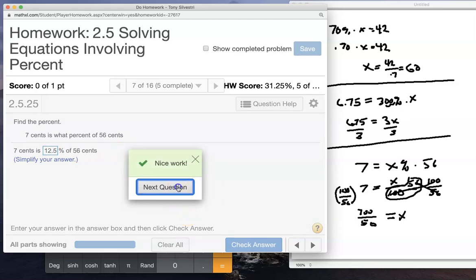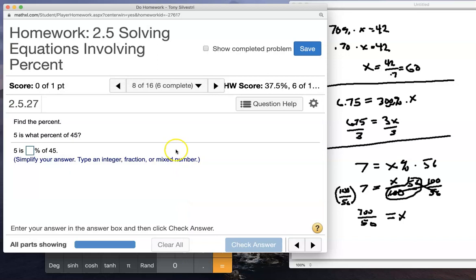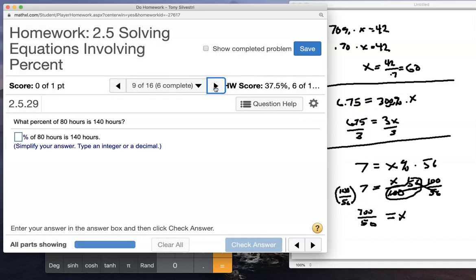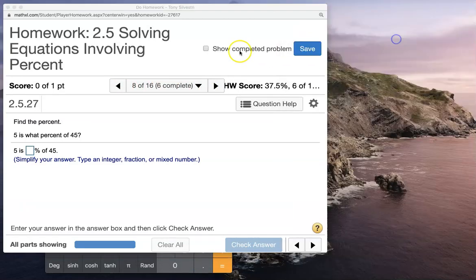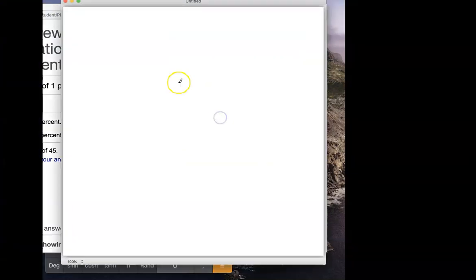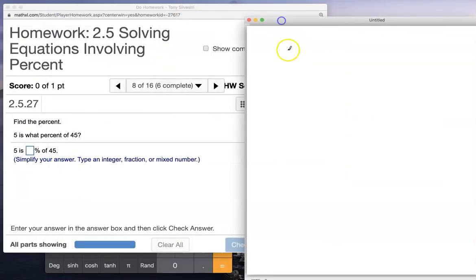Let's take a look at number 8 and we'll be halfway done. 5 is what percent? Okay, this is like this problem here. Let me just take a look at the next one. All right, let's clear the paper. Don't save. File new. Okay. 5 is equal to x percent of 45.